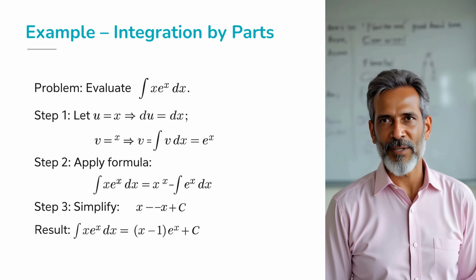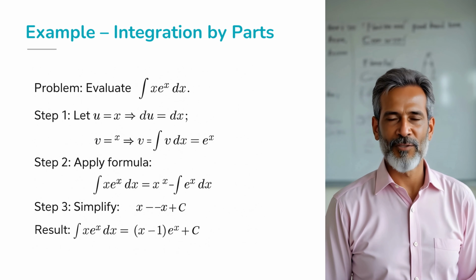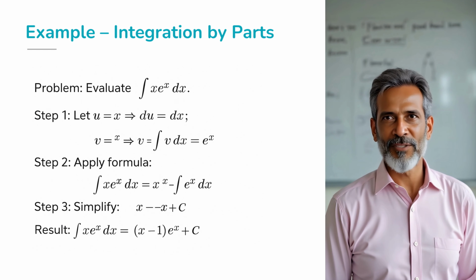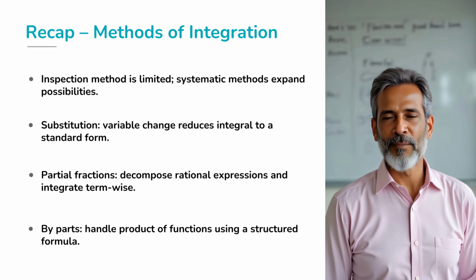So, the final result is open bracket x minus 1 close bracket multiplied by e to the power x plus the constant c. Notice how the by-parts method handled the product smoothly and the choice of u equal to x made the problem straightforward. Let's wrap this up.